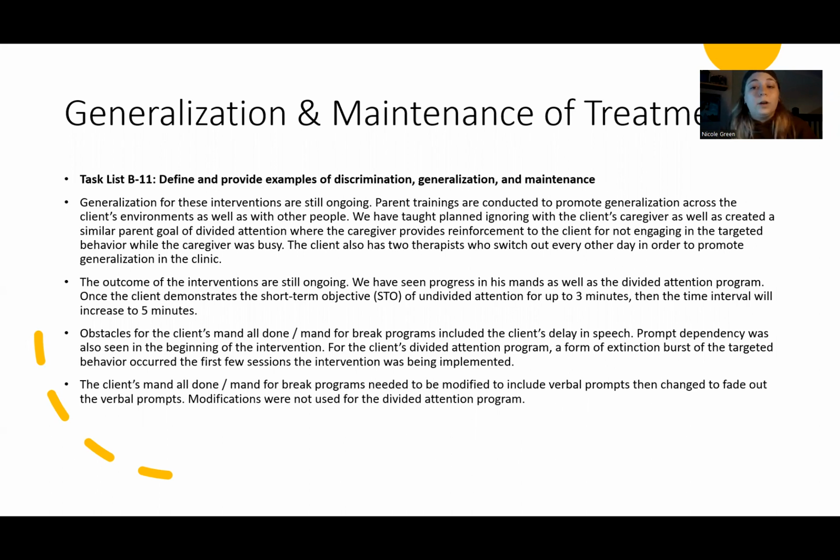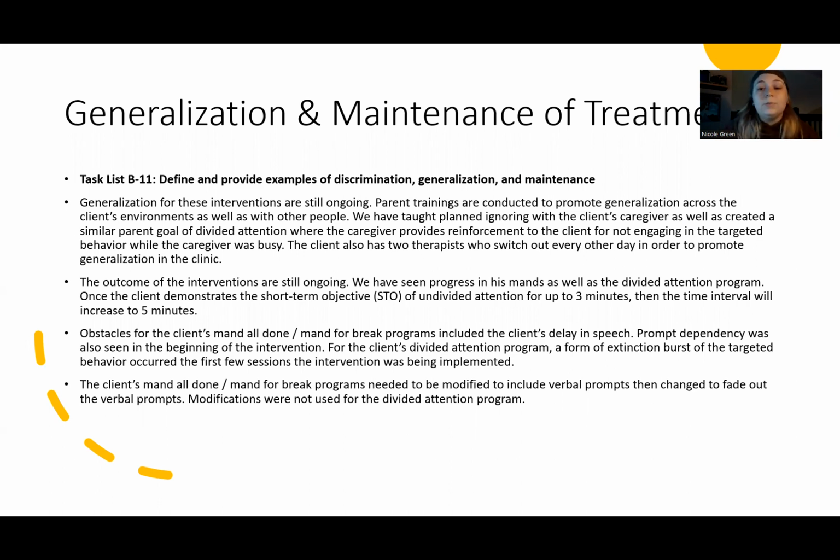We have taught planned ignoring to the client's caregiver, as well as created a similar parent goal of divided attention, where the caregiver provides reinforcement to the client for not engaging in the targeted behavior while the caregiver is busy. The client also has 2 therapists who switch out every other day in order to promote generalization in the clinic. The outcome of the interventions is still ongoing.